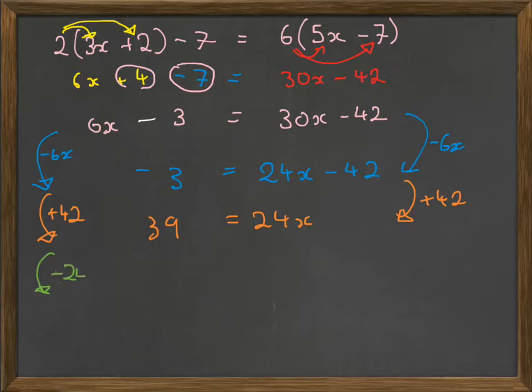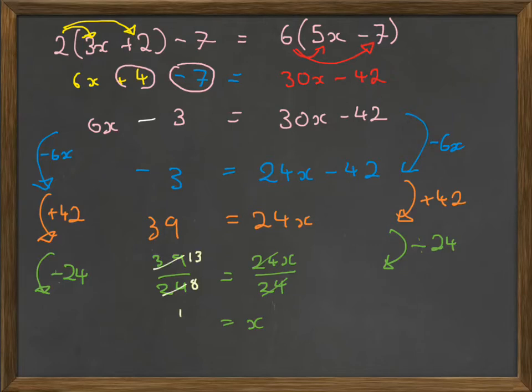So I can divide both sides by 24. I'm going to write these as fractions. 39 over 24 is equal to 24x over 24. Now notice how the 24's cancel, so I'm just left with x. Okay? On the left hand side, there's a common factor of 3 between the numerator and the denominator. So the denominator cancels out to 8 and the numerator to 13. So x is 13 over 8. If you want to write that as a mixed number, that's 1 5/8.